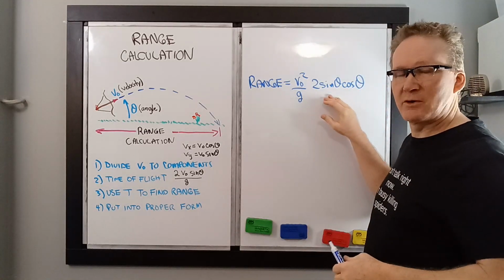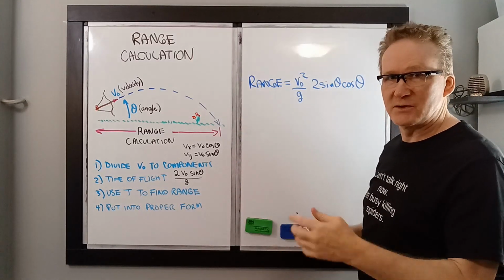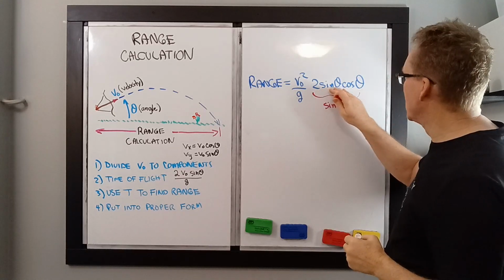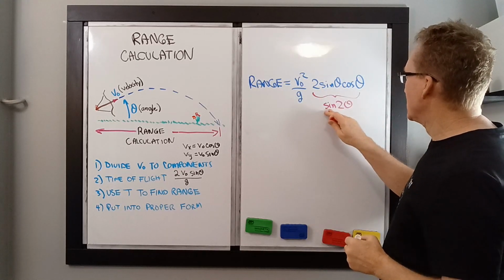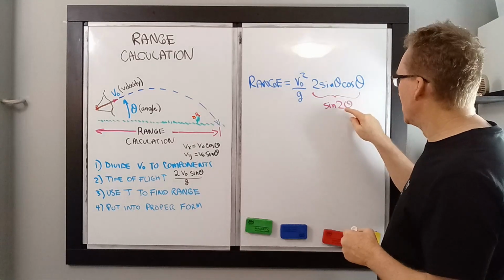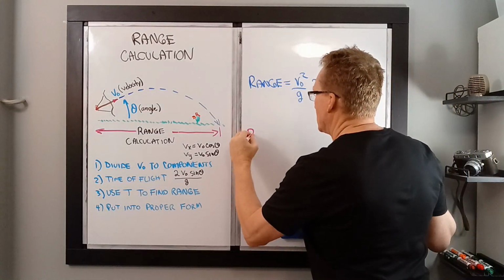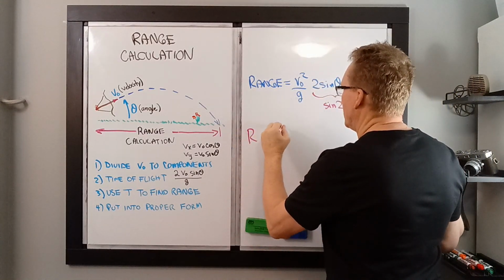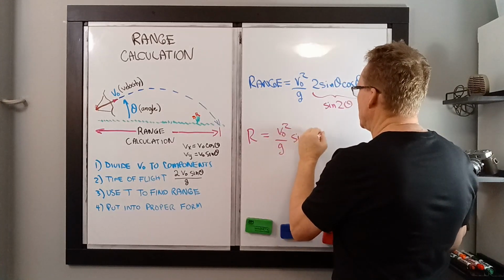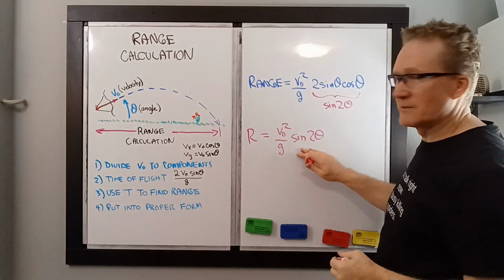Well, if you happen to remember or have a sheet of your double angle formulas, you're going to be using a lot of these in trig, so you might as well get used to being able to notice some of them. This is one of the double angle formulas. 2 sine theta cos theta is the same as sine of twice the angle. Here you have a single angle; here you would have double the angle. So we can rewrite this whole thing with a slight modification. The range here is equal to v naught squared over g times sine 2 theta. That would put it into a proper format for the range equation.